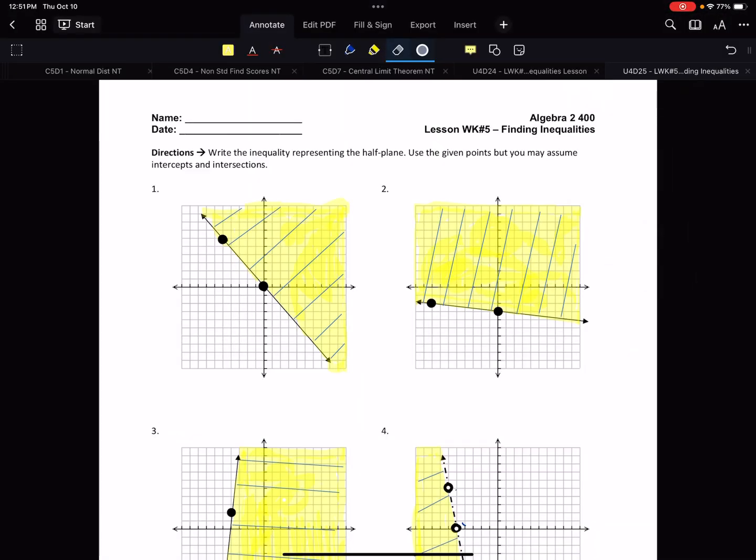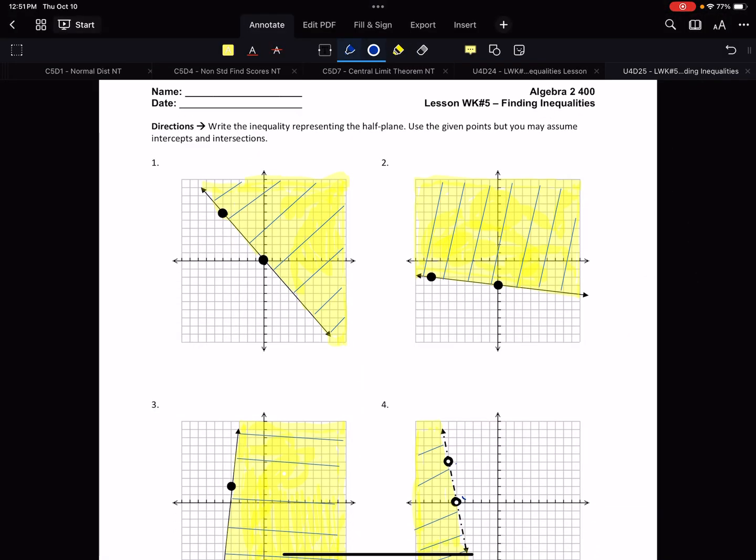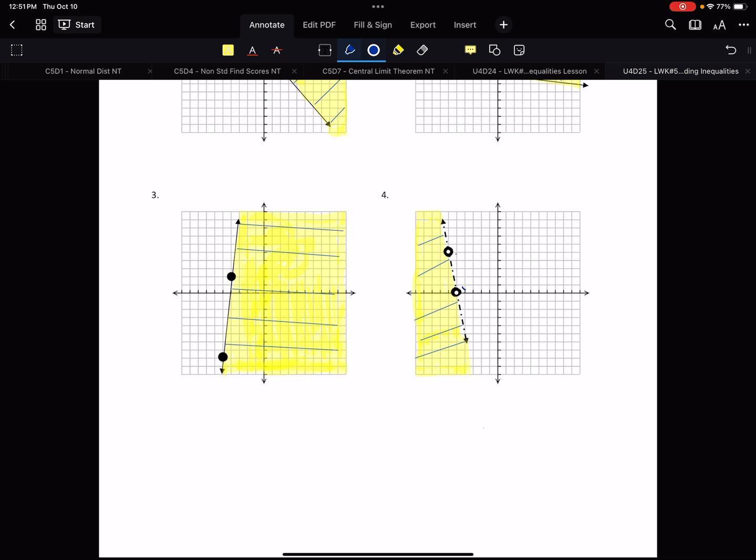All right, so looking at lesson worksheet 5, let's do 2 together. The idea here is we want to write the system of inequalities for the graph we have below. Working backwards, we need to create the equation of the line. I got (-5, 0) and (-6, 5), so I need a slope: (0 - 5) over (-5 - (-6)) is -5 over 1. So my slope is -5.